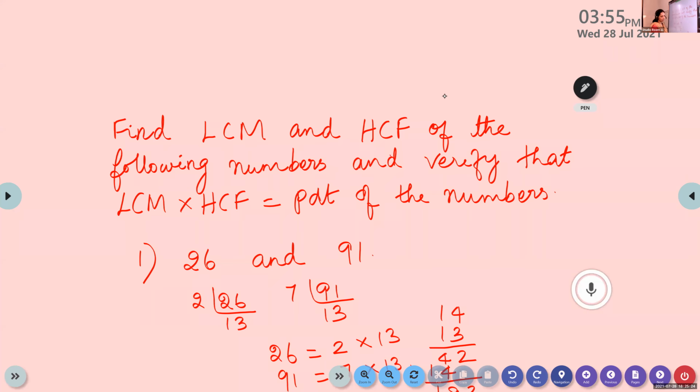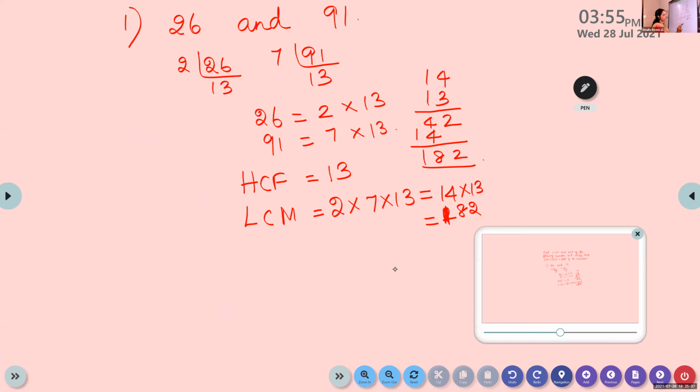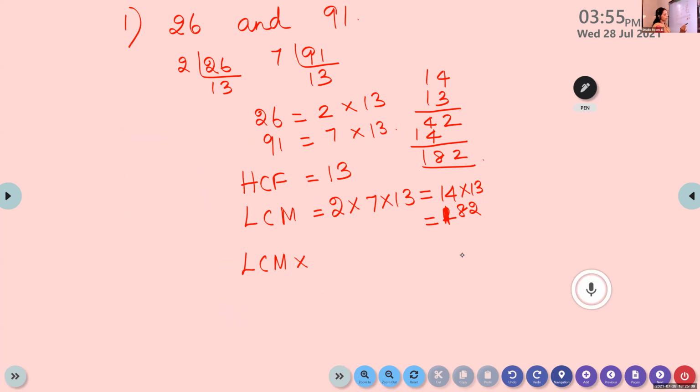So the first part we did. We found out the LCM and the HCF. Now find out the second part. What is the second part here? Find out what is LCM into HCF. LCM is 182 into 13. What is the answer? Similarly, find out the product of the numbers. Which are the numbers given here? 26 and 91. Find out.